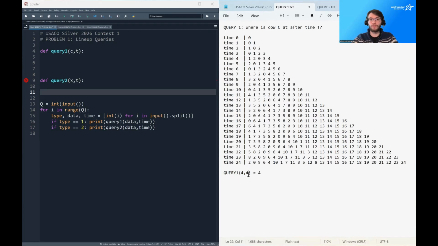Let's start with the query 4, 4. So this is saying, where is cow 4 after time 4? We can look at our data here and see that cow 4 is at position 4 after time 4. The key idea is that the positions are 0 indexed here. So it's the fifth cow, which is in position 4.